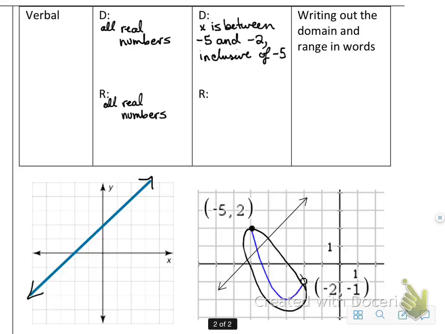Now, for our range, they're both included. So we're still talking about y is between -2 and 2. But this time, because they're both included, you can just say inclusive, because that covers everything. Okay, you don't have to be specific. And that is it. That is domain and range.